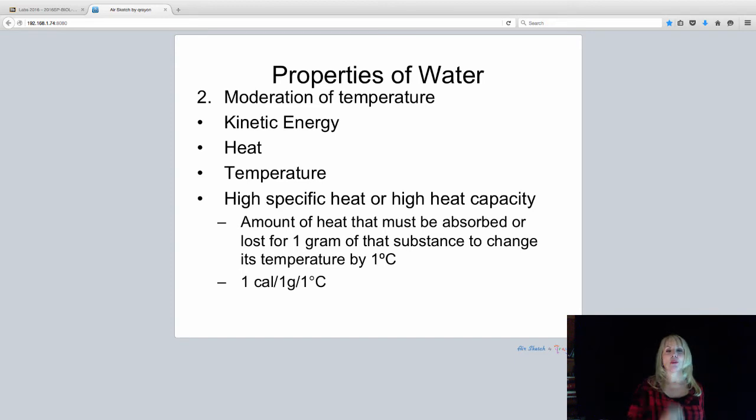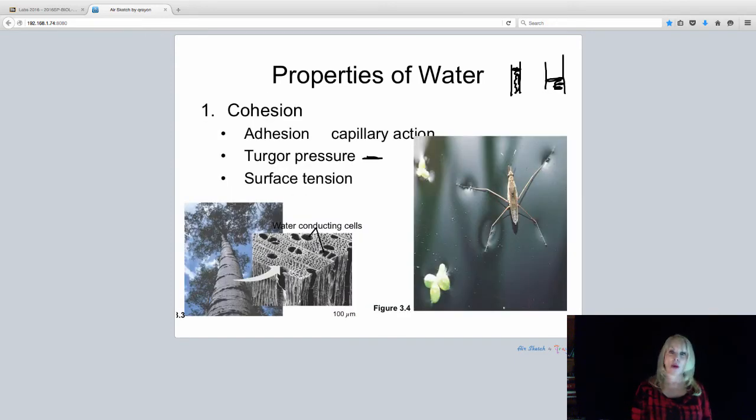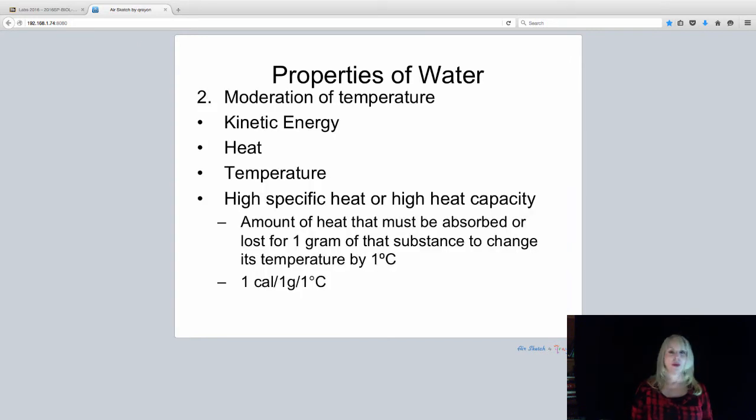All right, number 2, moderation of temperature. So the first one, cohesion. Number 2, moderation of temperature. So without the water to absorb the heat in the summer and let it out, the heat out in the winter, the earth would be really cold. Now, water has a high specific heat or high heat capacity. So the water doesn't want to change temperature very much, and that's good because we are 75% water approximately, and therefore it helps us to hold on to our temperature better.